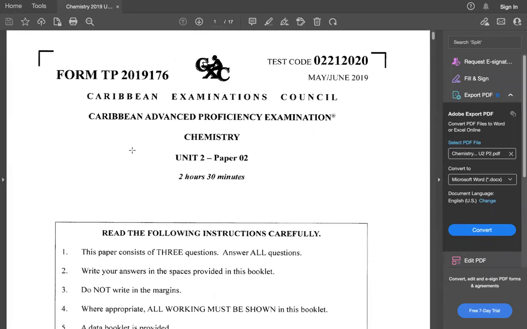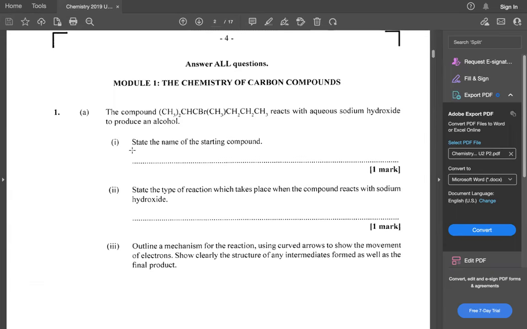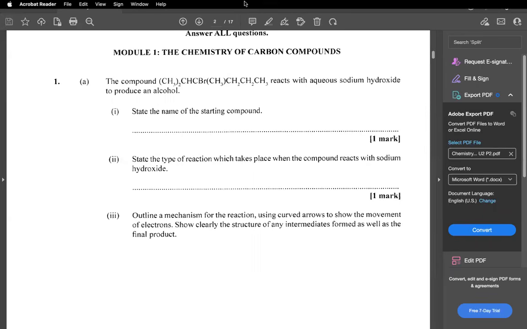Lesson to work through this 2019 paper. And we're going to start with this first question from module 1. So this is an organic chemistry question, right? Okay. So the question reads, the compound CH3 parentheses 2. So this whole compound here reacts with aqueous sodium hydroxide to produce an alcohol, right?